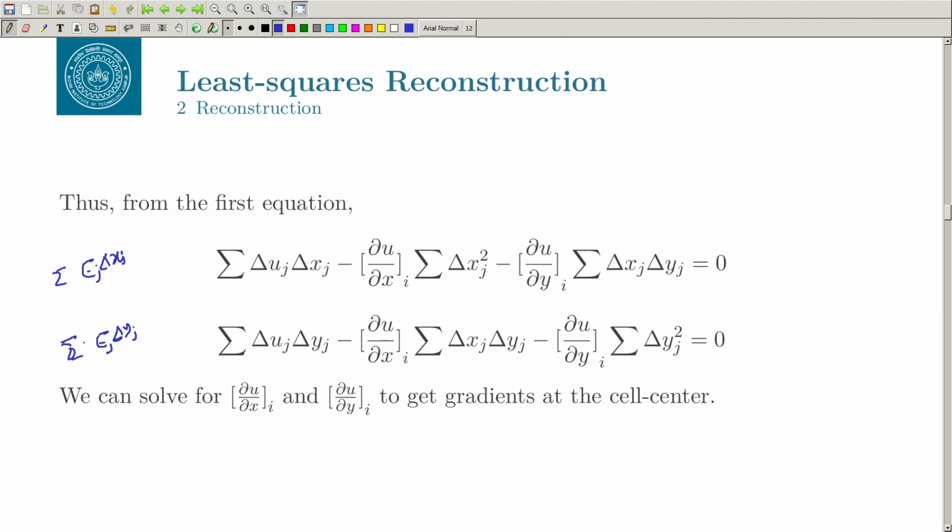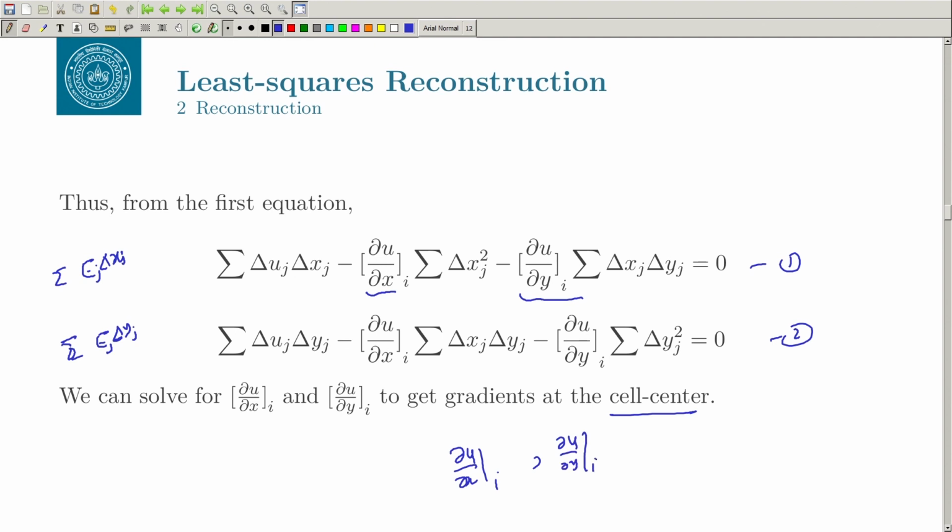Now, we can solve it. You have two equations and two unknowns, this is 1 and 2. So, you can solve for delta u x by delta x I and delta u x by delta y I, and once you solve that you will get the gradients at the cell center. Basically, you will get del u by del x I and del u by del y I.